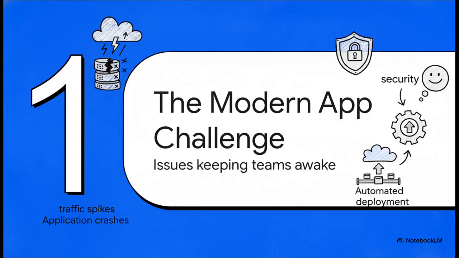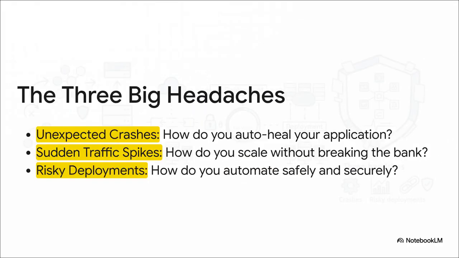Okay, let's get right into it. First up, we're going to set the stage by really digging into the modern app challenge. The specific things that keep developers and operations teams up at night. At the end of the day, it really just boils down to these 3 big headaches. You've got your unexpected crashes. How do we make the system smart enough to just fix itself when something breaks?